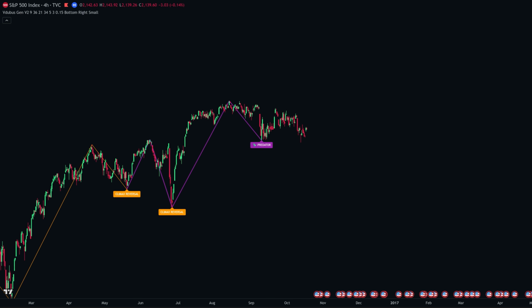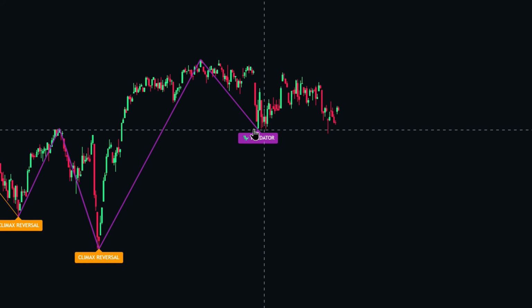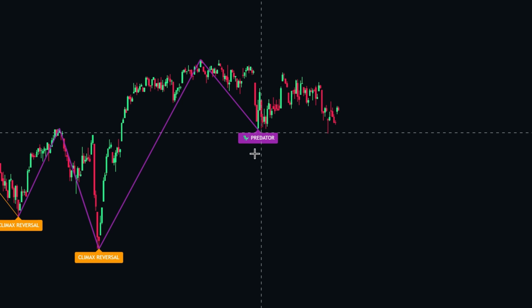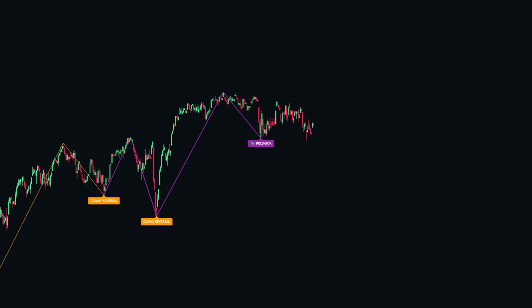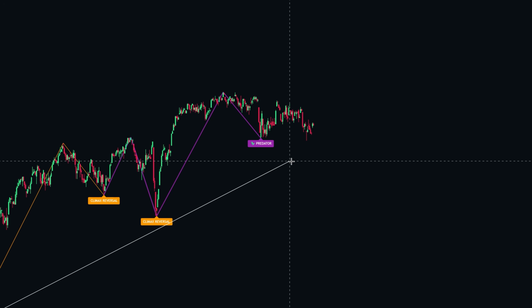The buy strategy using this indicator is very simple, and you do not enter a buy trade immediately when you see a predator signal appear on the chart. You never buy automatically just because the signal shows up. The first thing you must confirm is that price is in an uptrend. This strategy only works when the market is already moving upward.